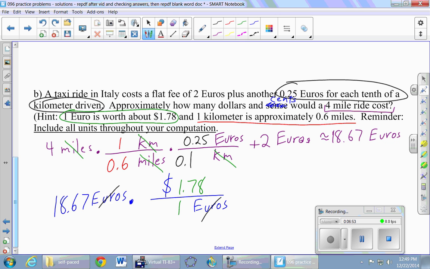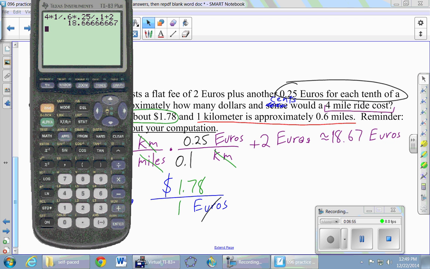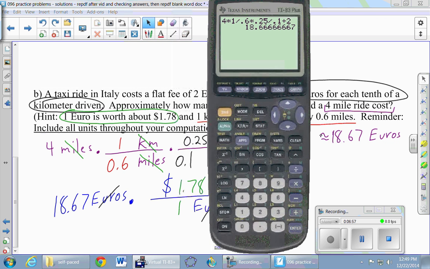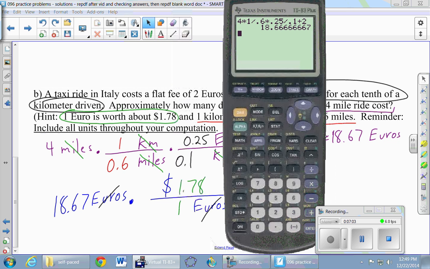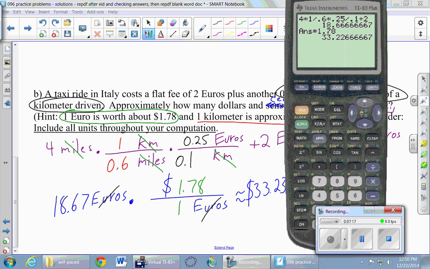And we're ready to do our final calculation here on the calculator. So it's just the 18.67 times the $1.78. But instead of retyping 18.67, let's just hit times, and then we'll have all the digits that are shown in the calculator, not rounded like we'd written down. And so we multiply those together, and we get 33.227, which we can round to $33.23.